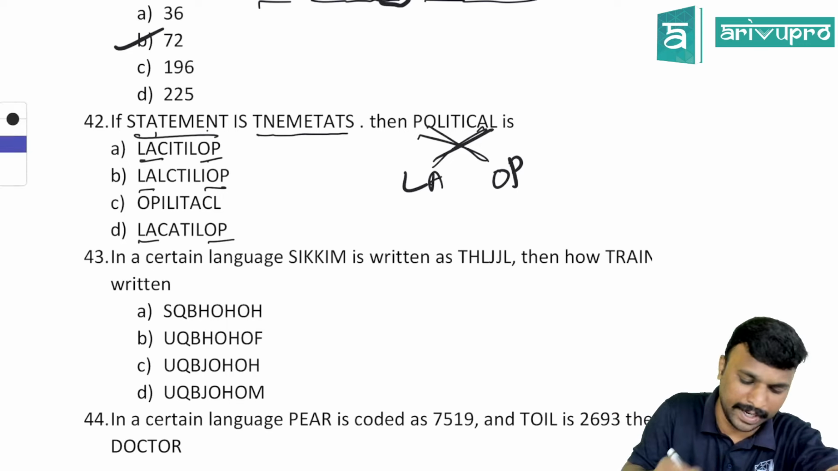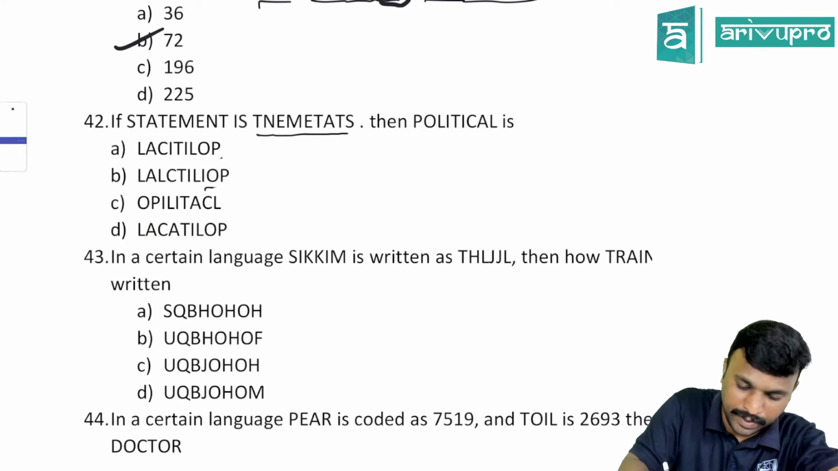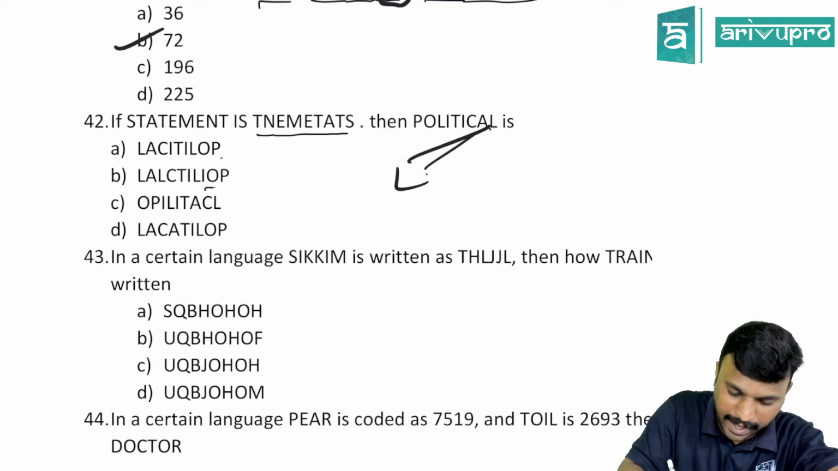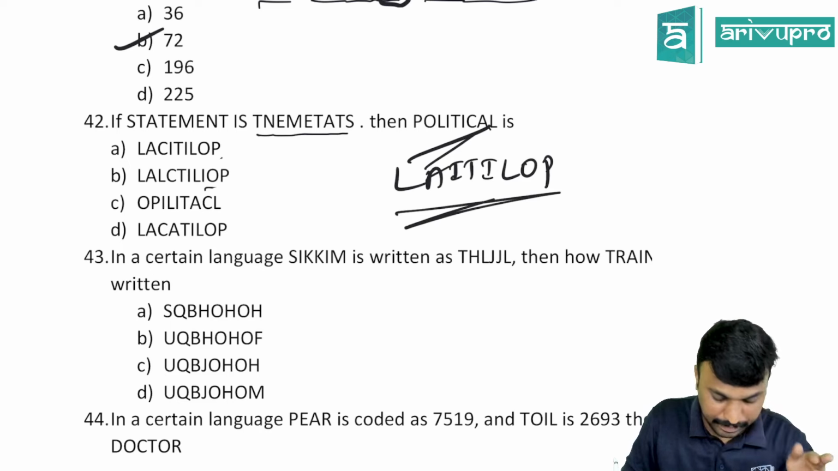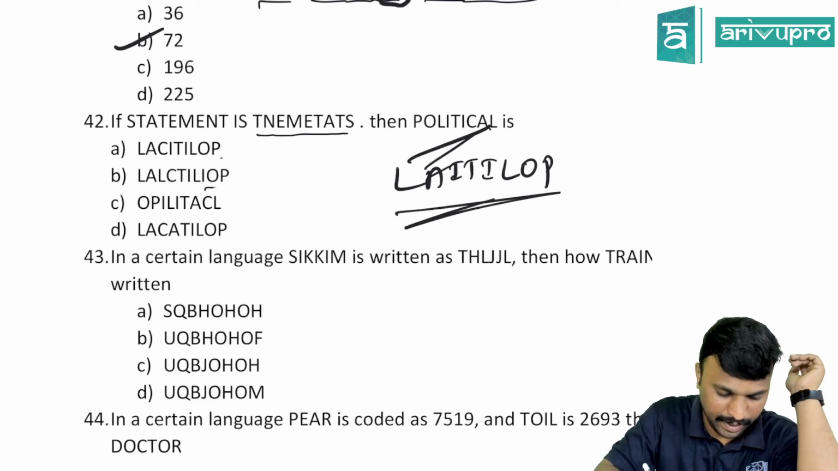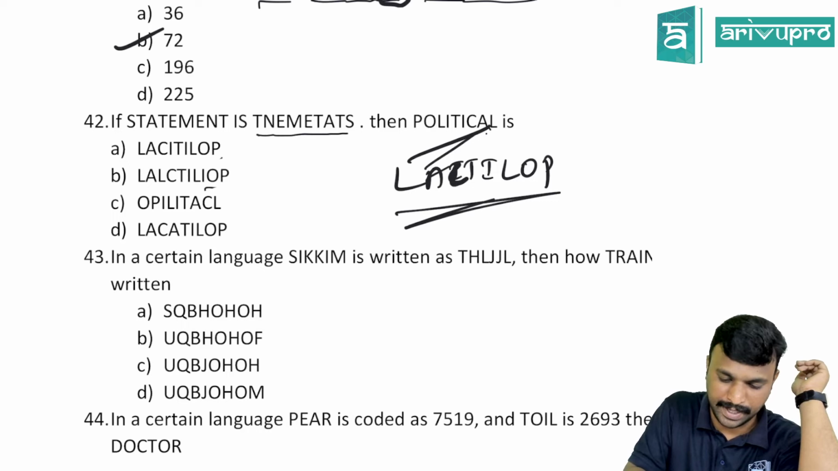So it's better we get the code for all the letters quickly. So guys, L, A, I, T, I, L, O, P. So what's the right answer? So LAC, right? It's LAC.